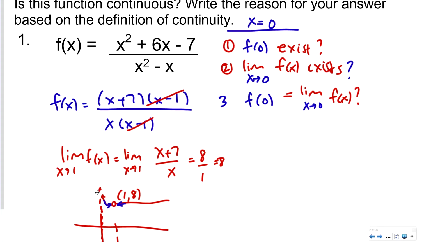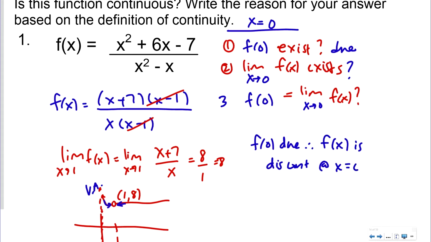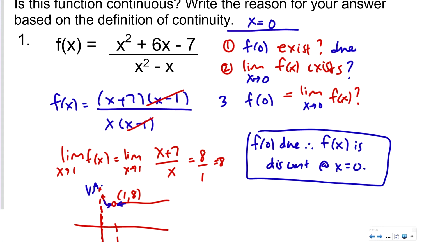If we look at f of 0, remember there's a vertical asymptote here, x equals 0, so f of 0 does not exist. So bam, we've already proved that this function is discontinuous at x equals 0. So we could say f of 0 does not exist, therefore this function is discontinuous at x equals 0, and we can put down our pencil and we are done with the problem.